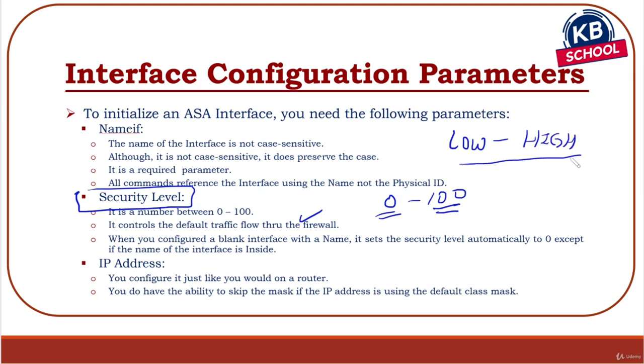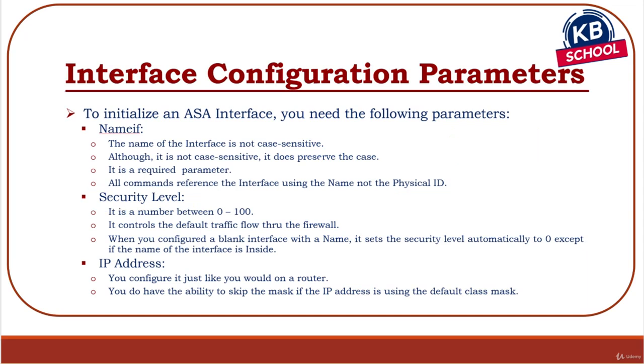We also had a discussion about what happens if you have two interfaces that have the same security level. We'll also do that in one of the following labs. The last thing is the IP address. That's the other important configuration parameter that you have. The IP address is pretty much the same as a router with one subtle difference.